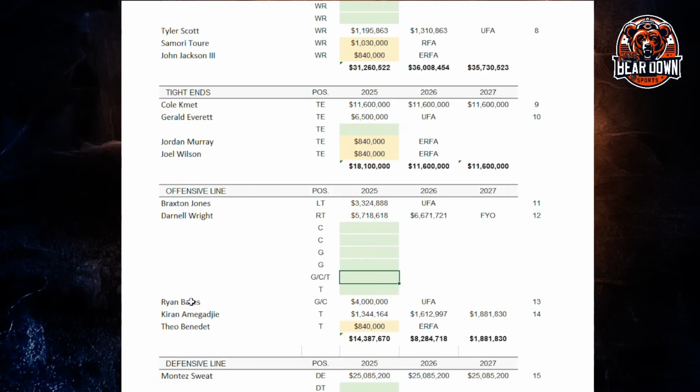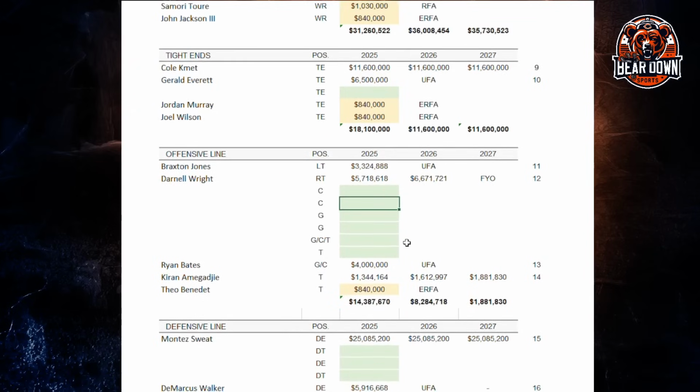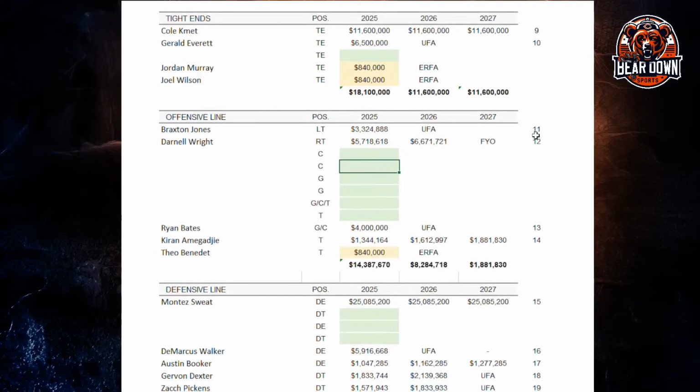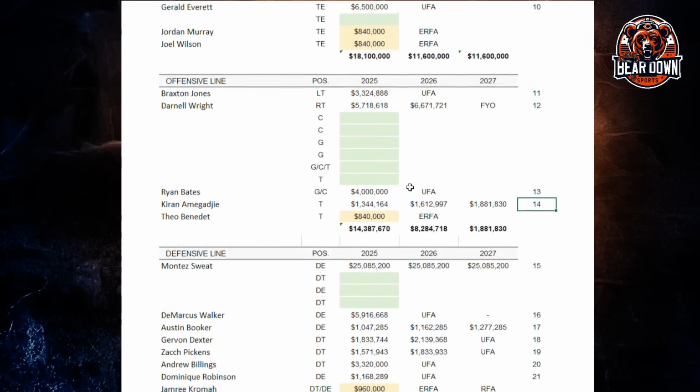In fact, we could cut Ryan Bates and be in an even deeper hole. We could have lots of issues as we head towards that. I mean, there could be a lot of things that come to fruition here. So as we look over the initial, you can see on the side here's kind of the ticker, 11, 12, 13, 14 guys under contract.